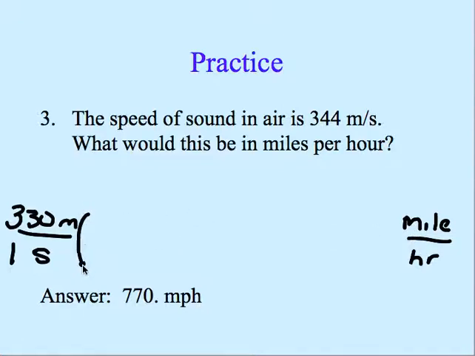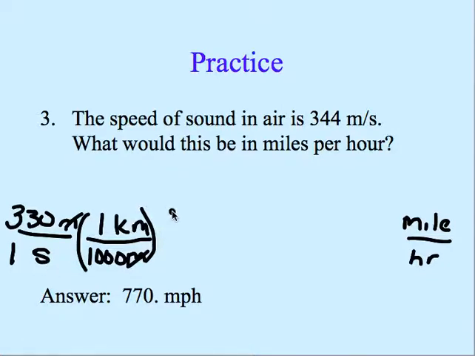So in my next factor, I have meters, but I want to get to miles. So if you look at your yellow sheet, there is a conversion that will take you from meters to kilometers. Actually, it's not on your yellow sheet. You should know that 1 kilometer has 1,000 meters. So your meters cancel. Right now, if I was going to calculate, I would get kilometers over seconds. I don't want kilometers over seconds.